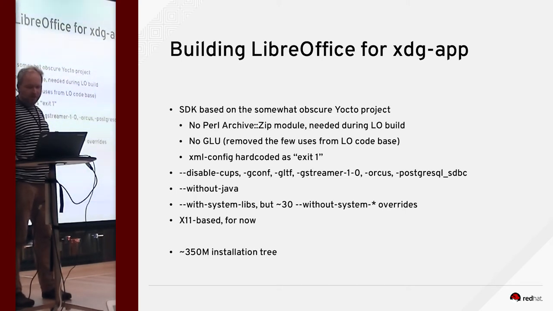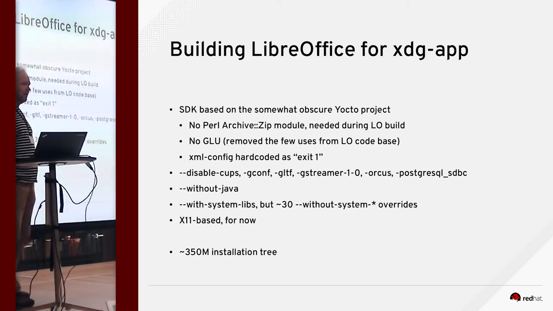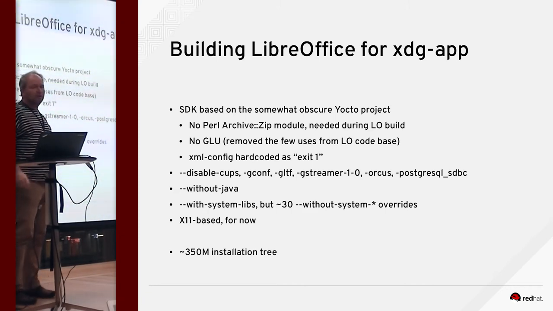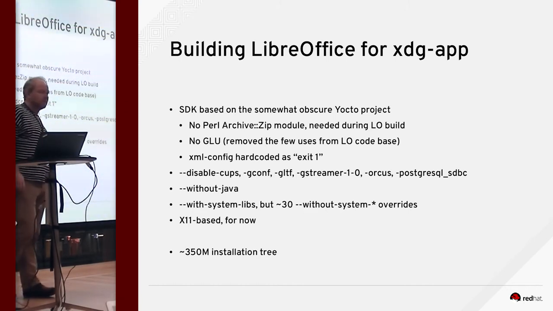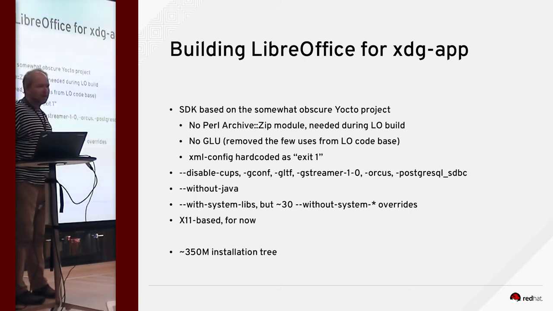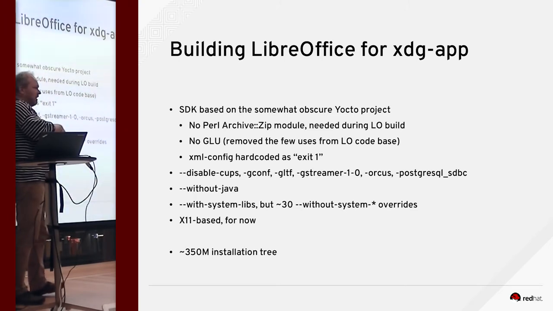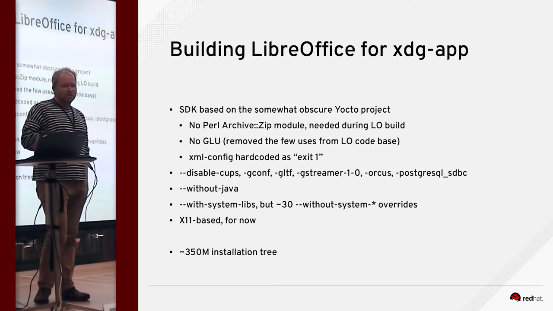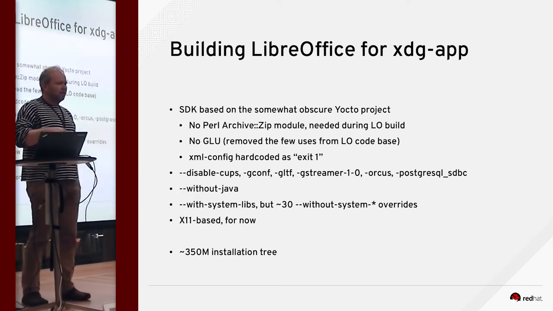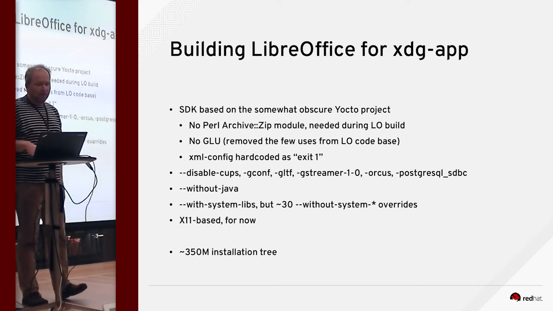So with that out of the way, configuring and building does work smoothly. I disable lots of stuff that is not available in the base there, and some of it doesn't even make sense yet. For example, cups: there's no printing yet from inside the sandbox. We'll come to that in a moment. There's no Java in there, so I disable Java. So the solution probably, if we want to keep Java available for the extensions in LibreOffice, is to bundle a JDK, a JVM, into our app.